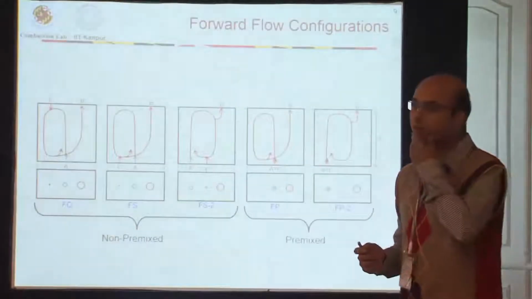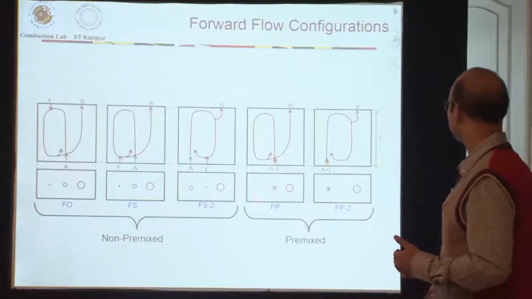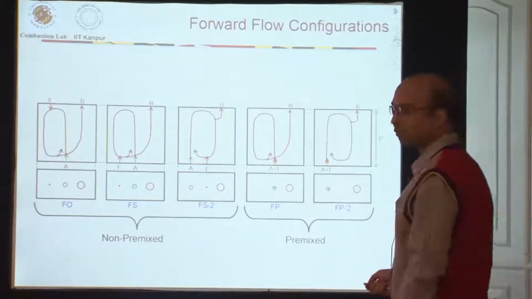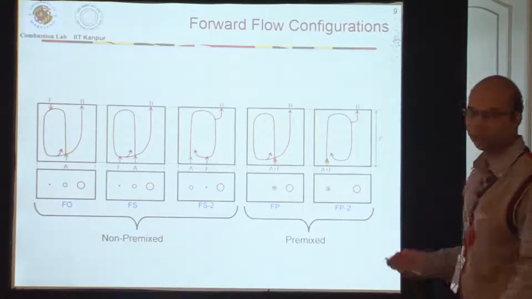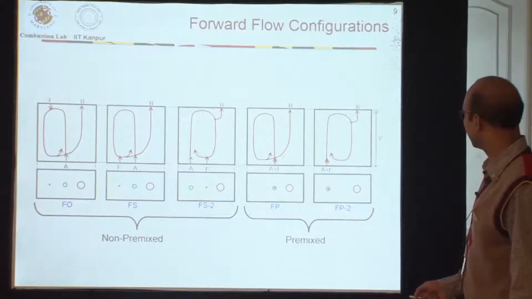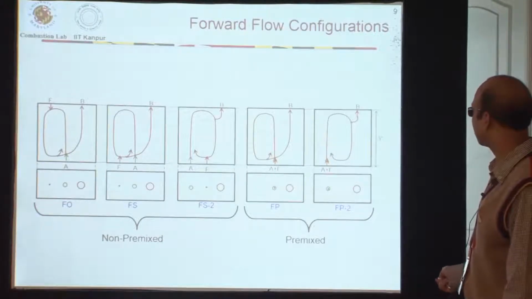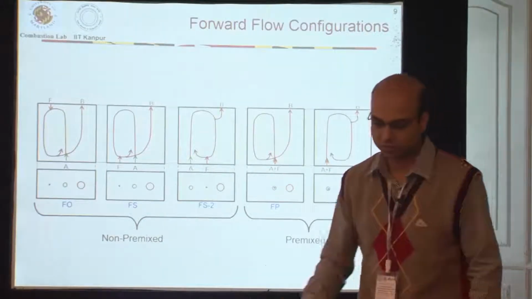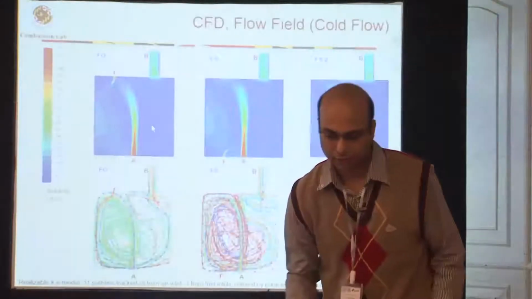So first, forward flow configuration. We investigated 5 configurations, including the premix mode. In forward flow configuration, I can inject air from the center or air from the side. I'm just naming it FS and FS2. And in premix mode also I can inject air and fuel from the center, and then air and fuel from the side. So these give me different forward flow configurations.